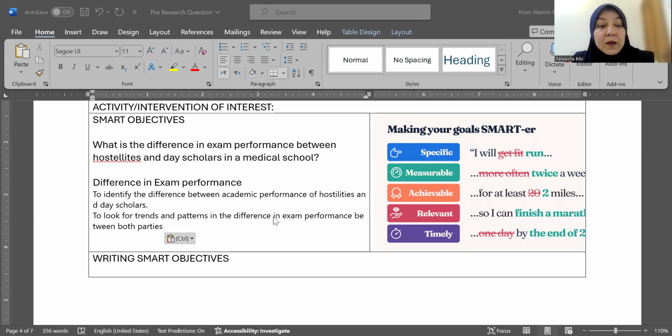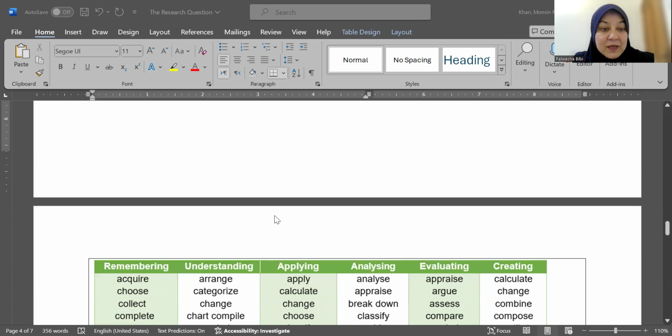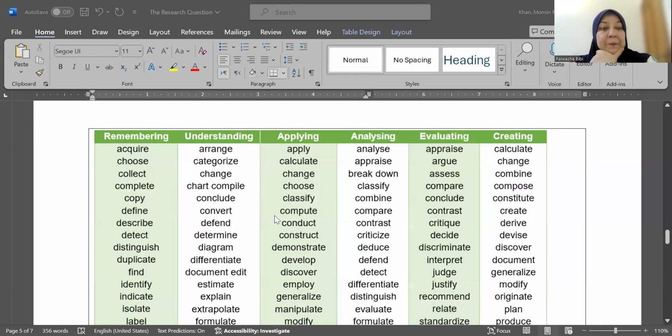Writing smart objectives is an exercise in itself. Look here. Remembering, understanding, applying, analyzing. It seems like we are analyzing something. Evaluating, yes, we are evaluating something. And creating, no, we are not creating anything. We are either analyzing or we are evaluating, right? This is from Imperial College London. It's like a grand list of how to write research objectives.